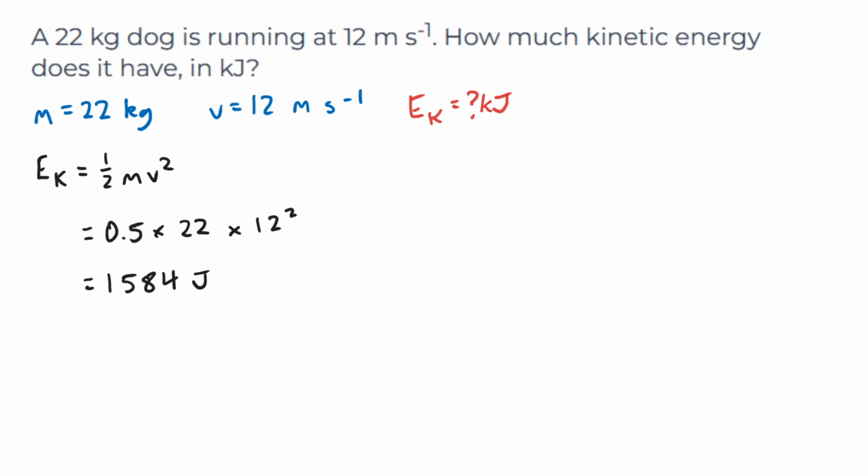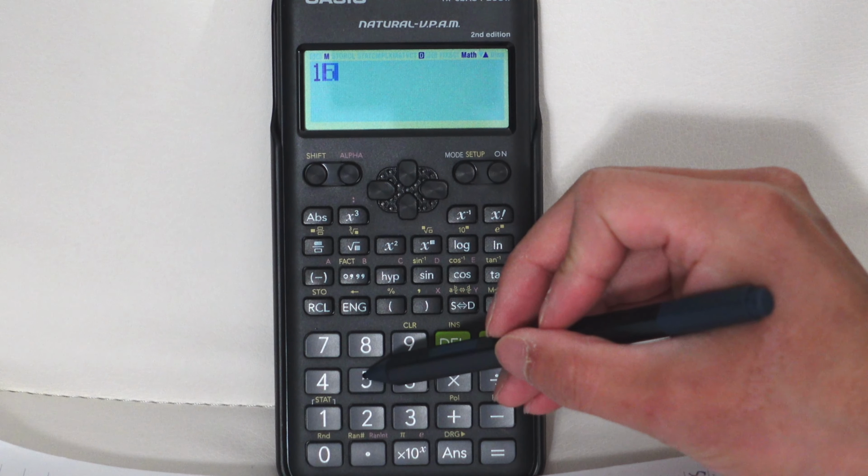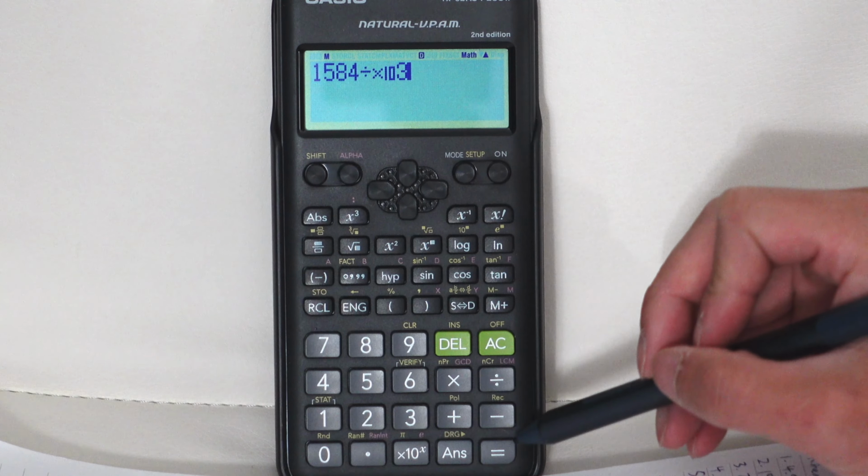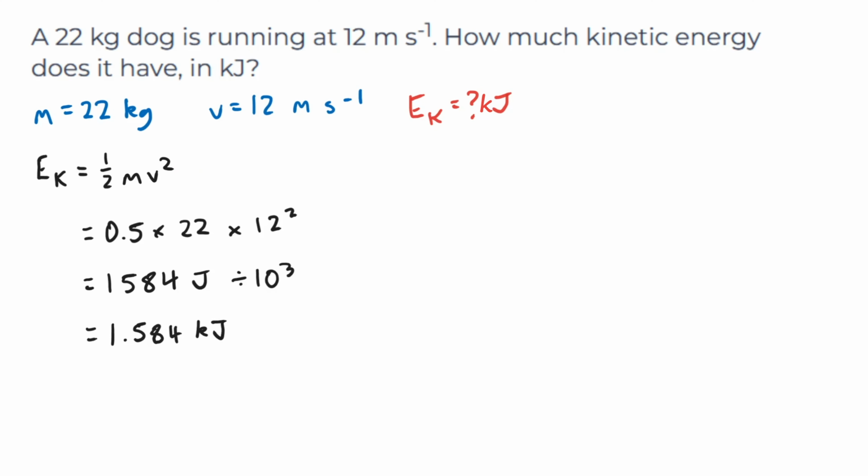We need to convert our answer into kilojoules, so that means adding the kilo prefix. You'll remember that we just need to divide our number by 10 to the power of 3 to add the kilo prefix. 1584 divided by 10 to the power of 3 is 1.584, and if we round that to two significant figures, the answer is 1.6 kilojoules.